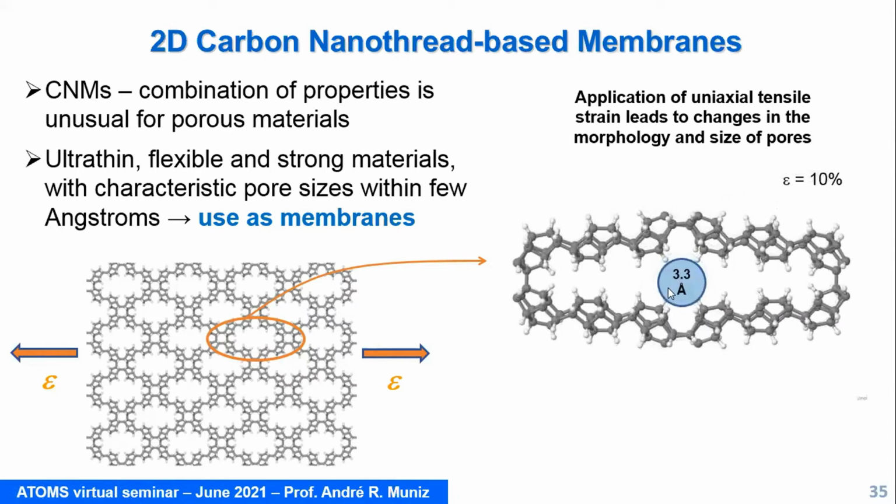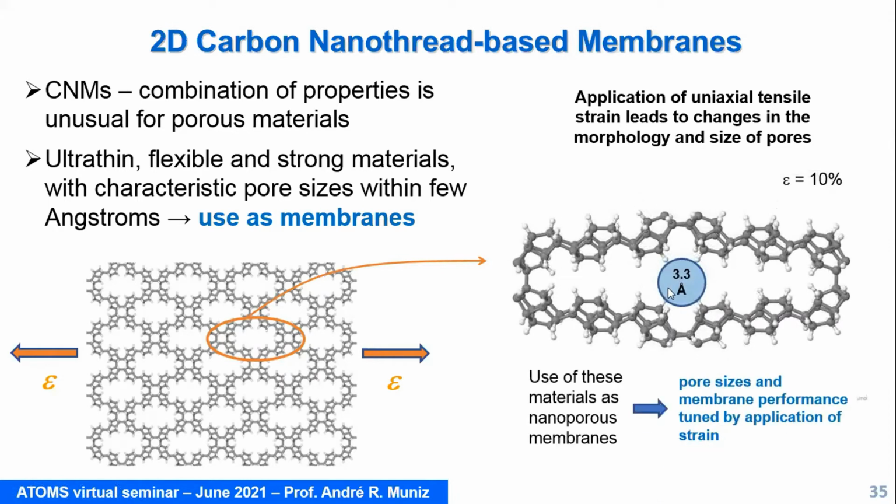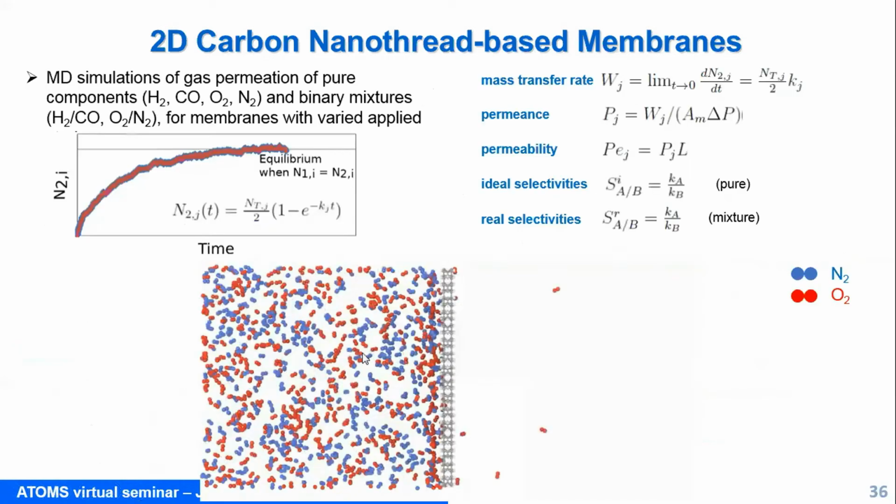So the idea in this case was to check if these materials could be used as nanoporous membranes, but with a difference: with pore size, and of course, membrane performance tuned by the application of strain. There are a lot of studies on nanoporous graphene and other 2D materials, so we did the same kind of study, but with this difference. We can tune the pore size by the application of the strain. You can stretch this membrane and change its permeation properties.